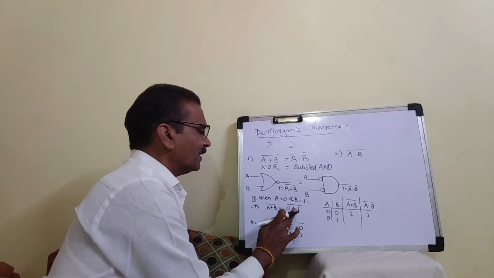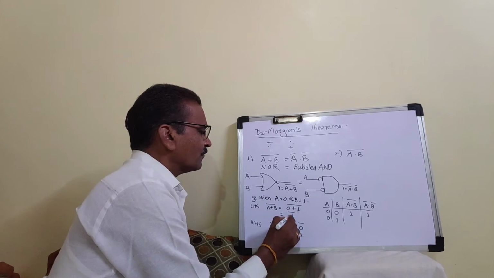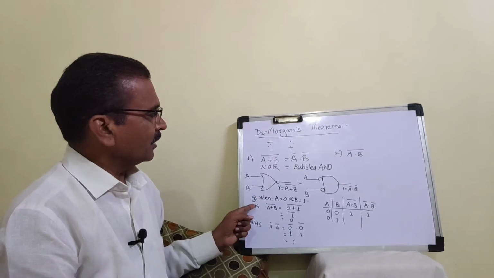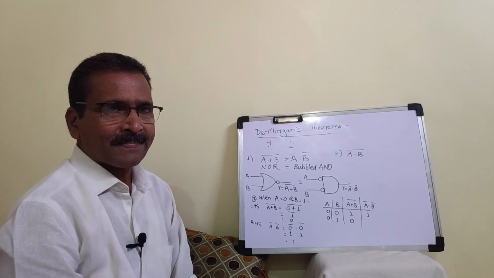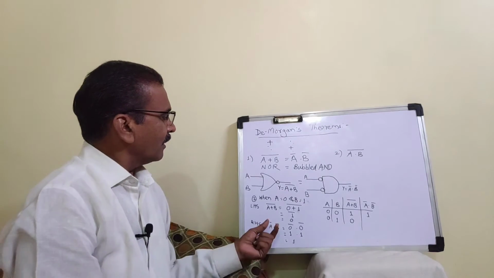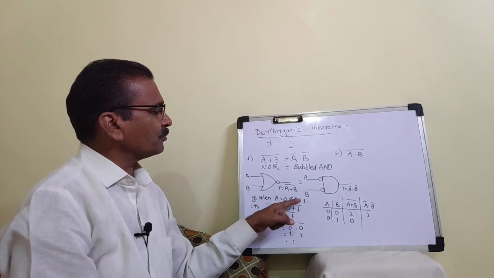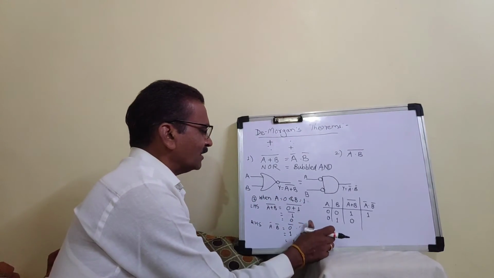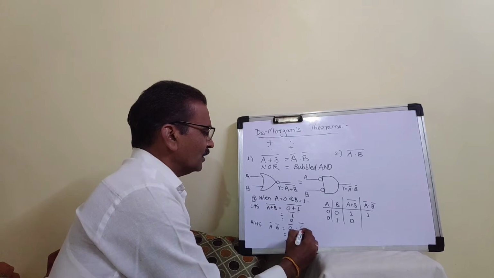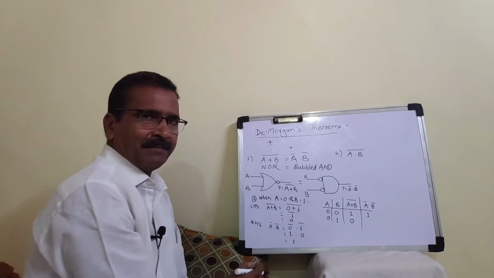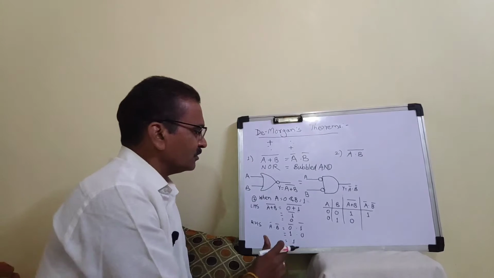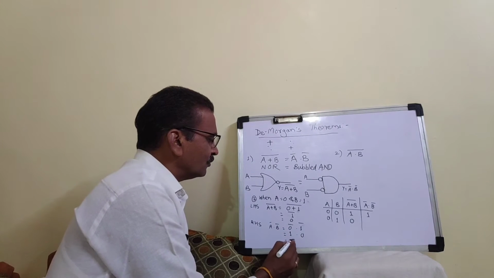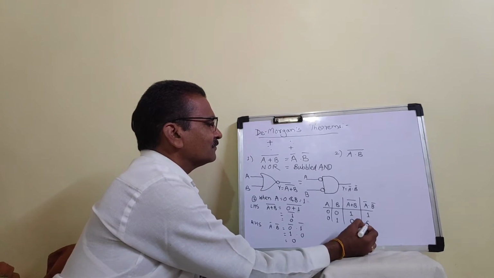Now 1's complement will be 0. So now LHS output for this condition will be 0. For this again we have to put the value of B as 1. So its complement will be 0. This will be same. Therefore 1 dot 0 will be 0. You know very well this.